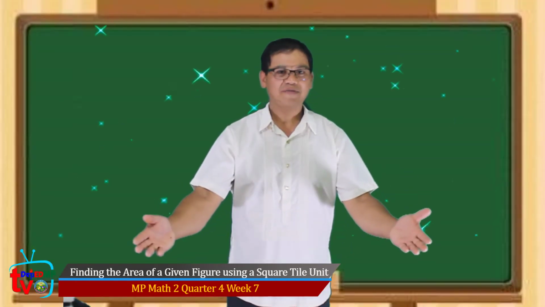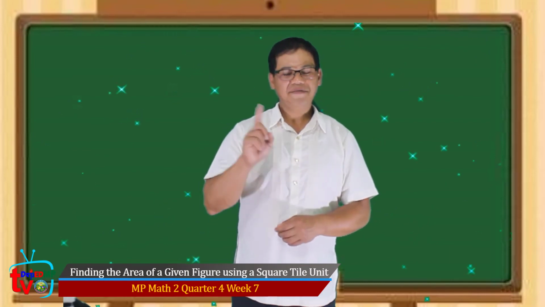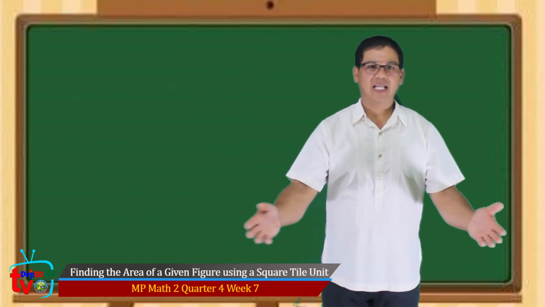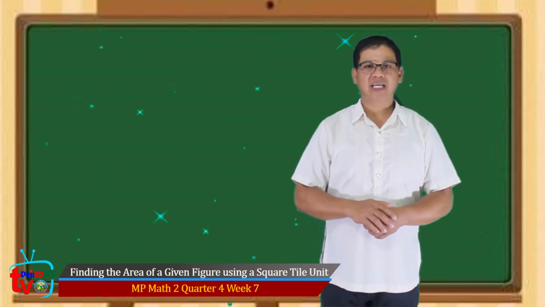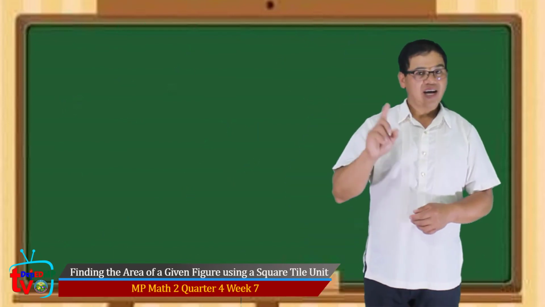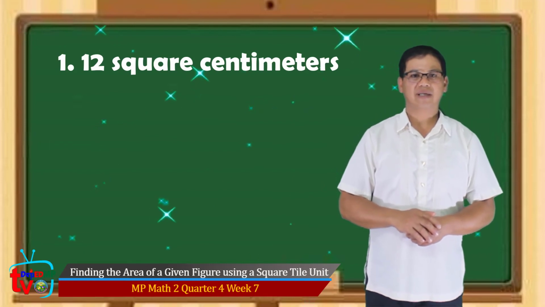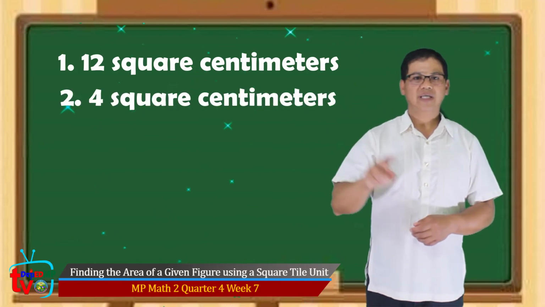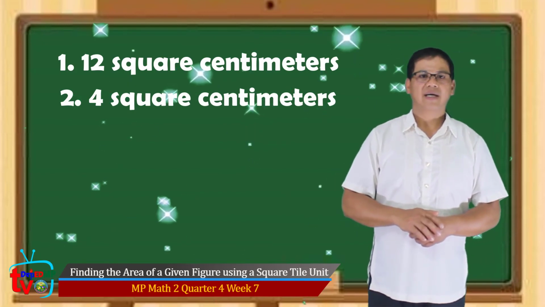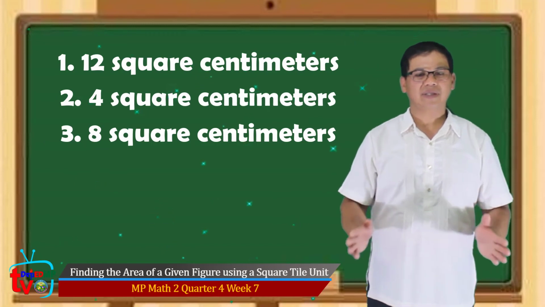Are you done finding the area of the figures presented? If so, let us check your work. As usual, do the same way we checked your answers a while back. Number 1 is 12 square centimeters. Number 2 is 4 square centimeters. And number 3 is 8 square centimeters.